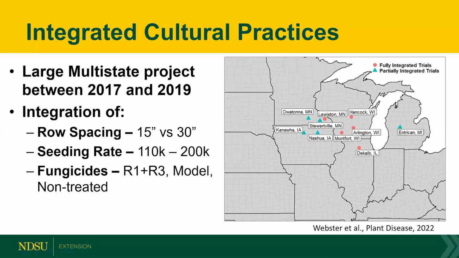So the first trials here were large multi-state trials across 2017 and 2019, from Minnesota all the way over to Michigan. Across these locations, what we looked at is combinations of three different factors. This included two different row spacings, 15 versus 30 inches, which is our narrow and wide, four different seeding rates from 110,000 up to 200,000 seeds per acre, and then two different fungicide programs, which is a two-pass approach, or a predictive model-based program. These are compared against a non-treated fungicide treatment as well.